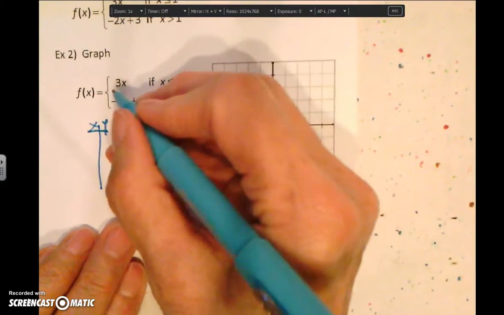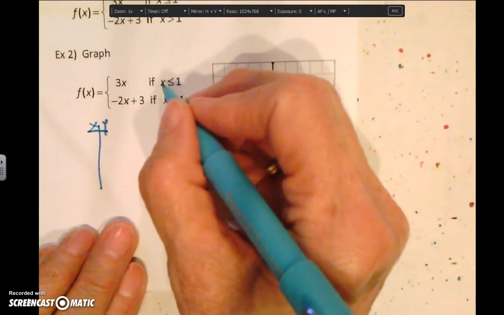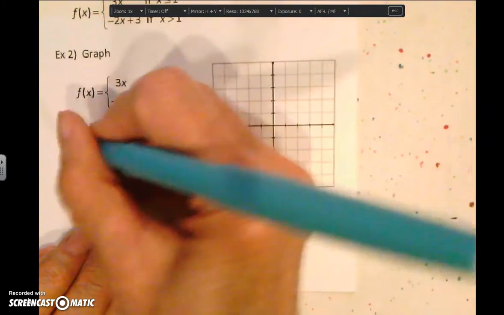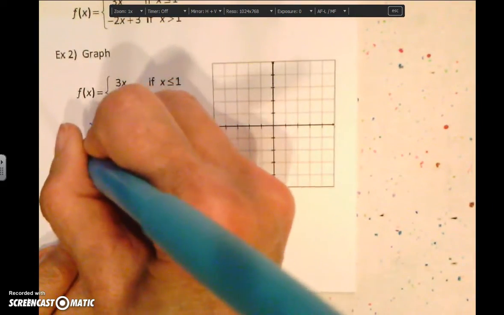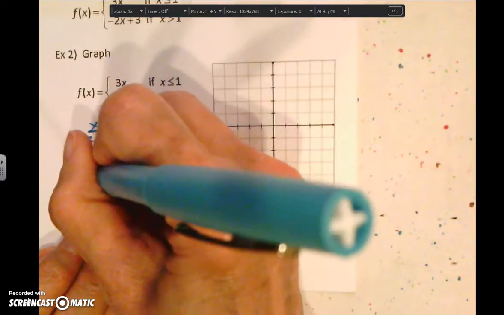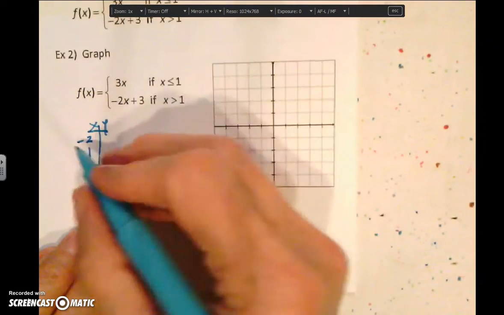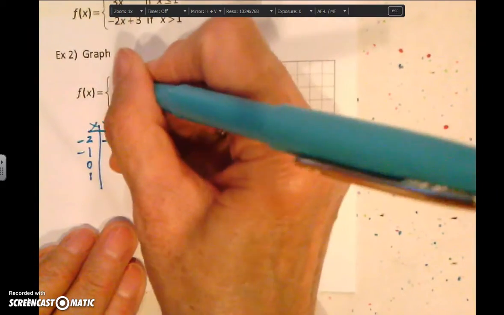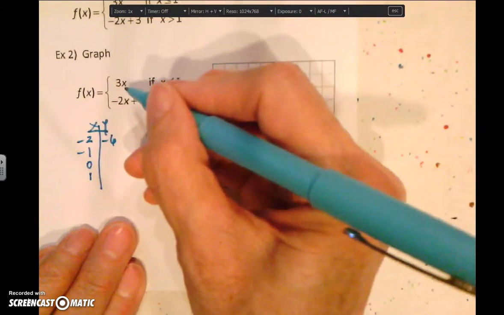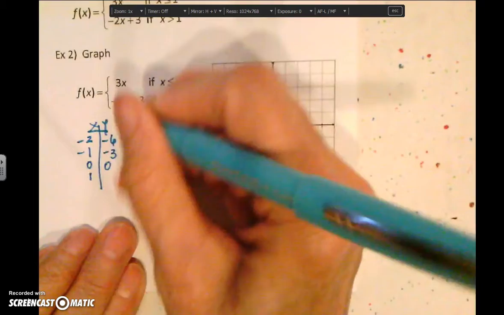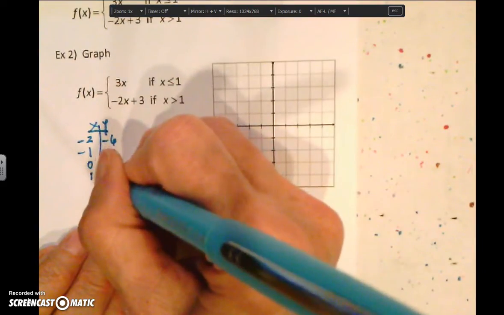here. So for our first one, 3x, if x is less than or equal to 1, so we might do, for example, negative 2, negative 1, 0, and it can also be equal to 1, so I'm going to put a 1 there. And I'm going to plug that in, so that's going to give me negative 6. Negative 1 filled in to my 3x gives me negative 3. 0 is going to give me 0, and 1 is going to give me a 3.